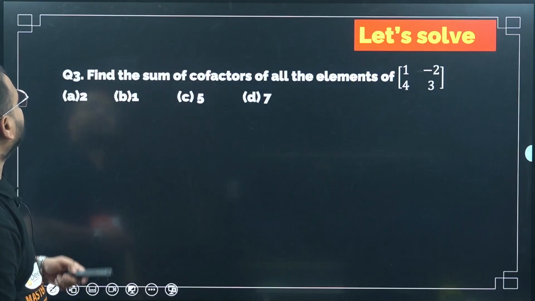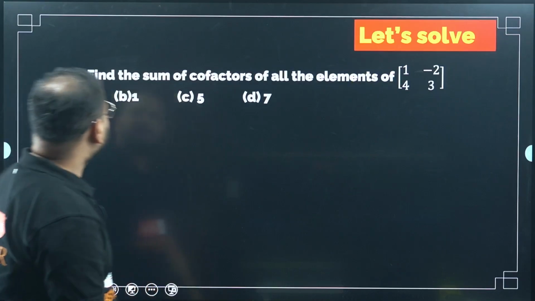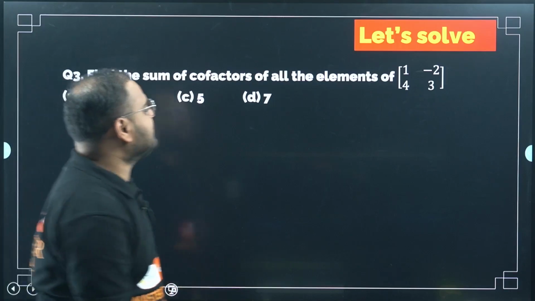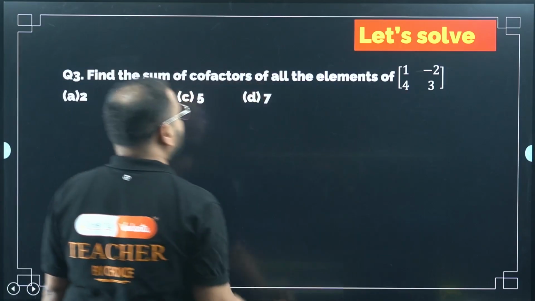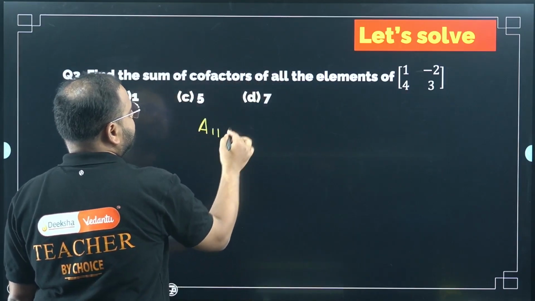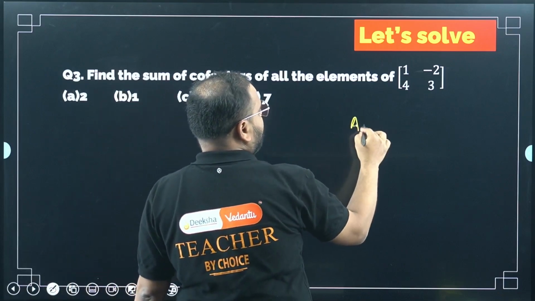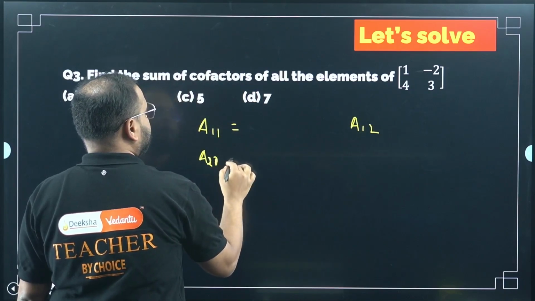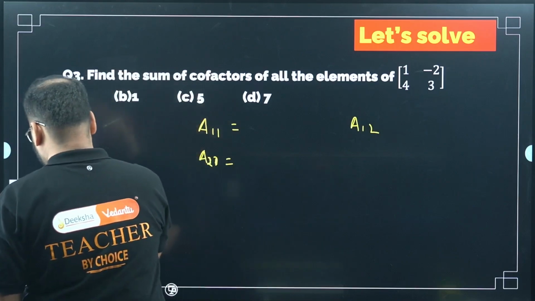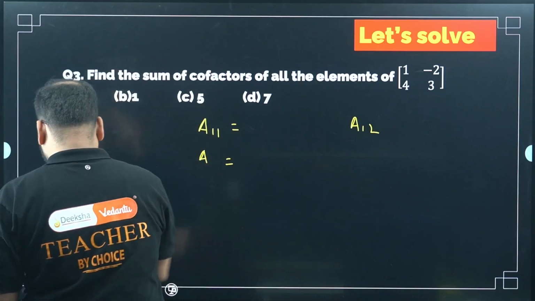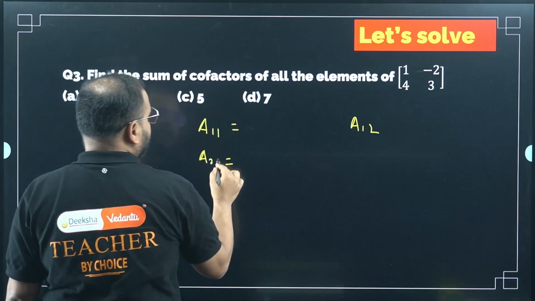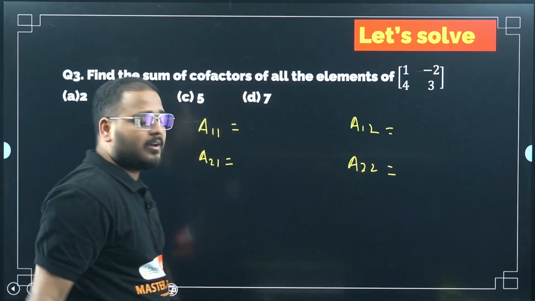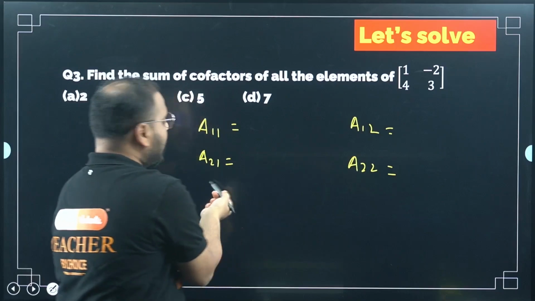Moving on. Question number 3. How will this look? Find the sum of cofactors. Means you have to find the cofactors first and then take the sum. So basically, how will the cofactors look? A11, A12, A21, A22.